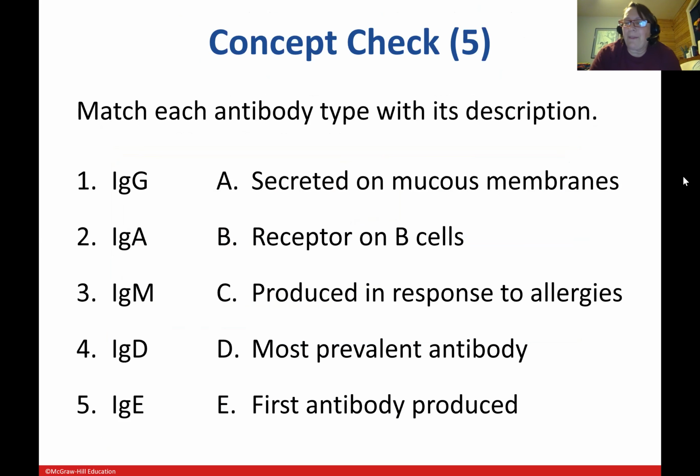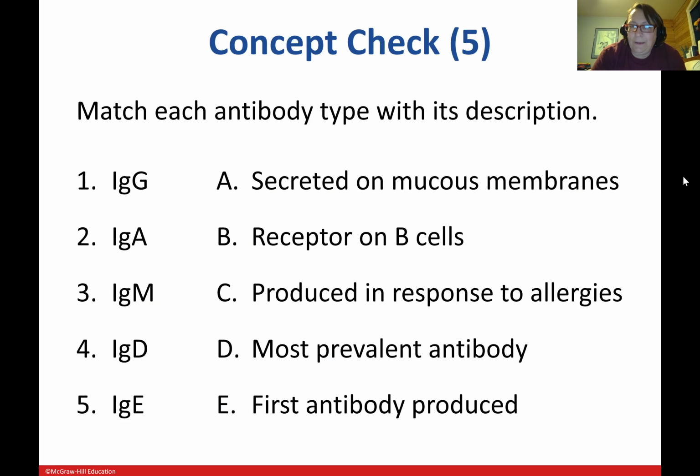Okay, so now we have a concept check. We're going to match each antibody type with its description. Okay, so let's start with number 1, IgG. And the answer to that one is D. It's the most prevalent antibody. Number 2, IgA.